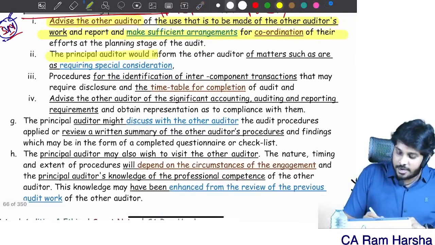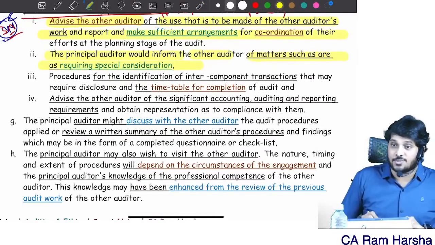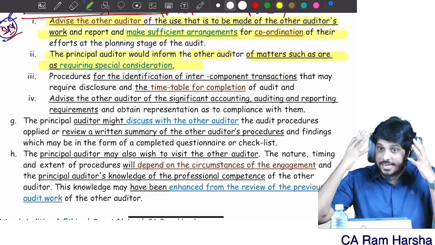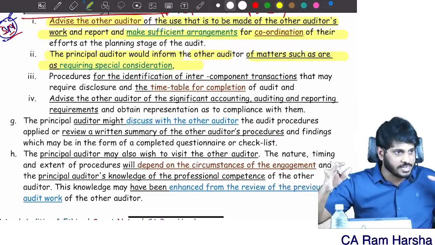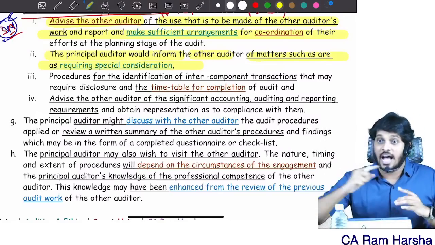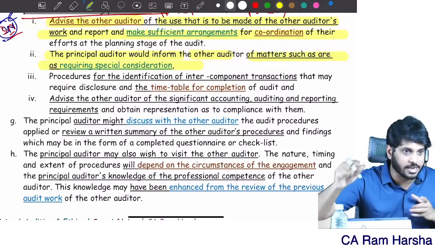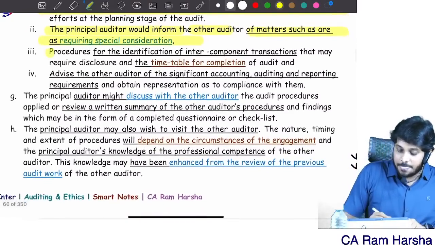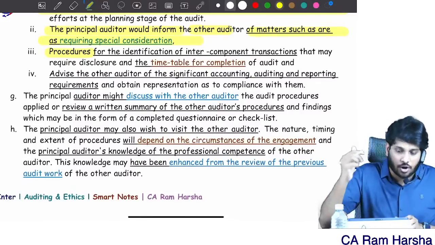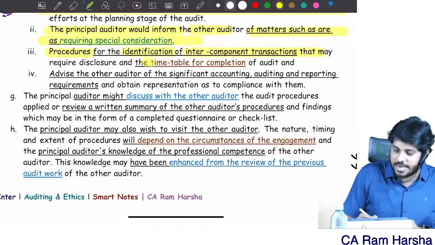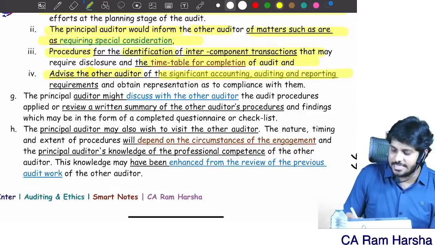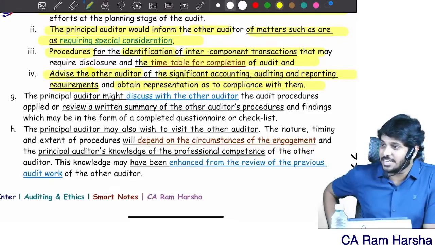The principal auditor will inform the other auditor of any matters that require special considerations. I will tell them, focus on these areas, focus on those areas, based on my understanding of the entity and its environment. I will tell subsidiary company auditors these are all important areas, please focus on them. And I will also explain to other auditors how to identify intercomponent transactions and the timetable for completion of audit, and I will advise other auditors of any significant reporting requirements and representations as to compliance with them.